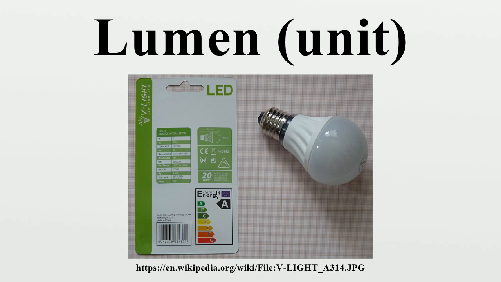A source radiating a power of 1 watt of light in the color for which the eye is most efficient has luminous flux of 683 lumens. So a lumen represents at least 1/683 watts of visible light power, depending on the spectral distribution.